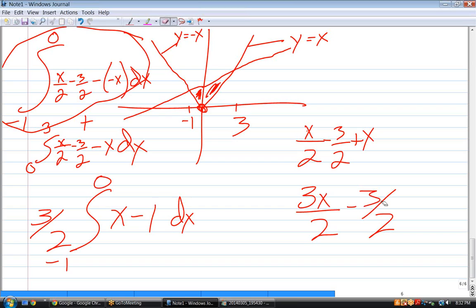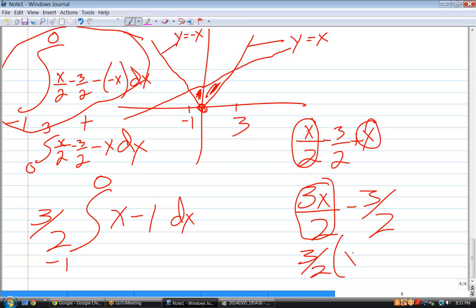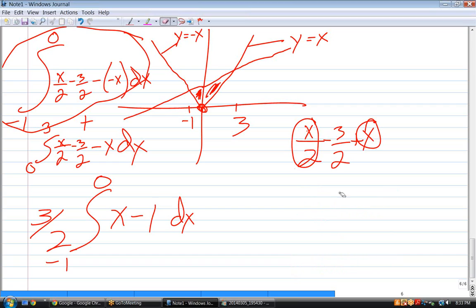A little lost in the last one. Okay. First of all, I added that and that to get 3 halves x. And then I just factored the 3 halves out, leaving, in other words, 3 halves times x plus 1. The only reason I did it is because now I take the 3 halves out of the integral, and this makes everything a little bit simpler, I think. Yep.